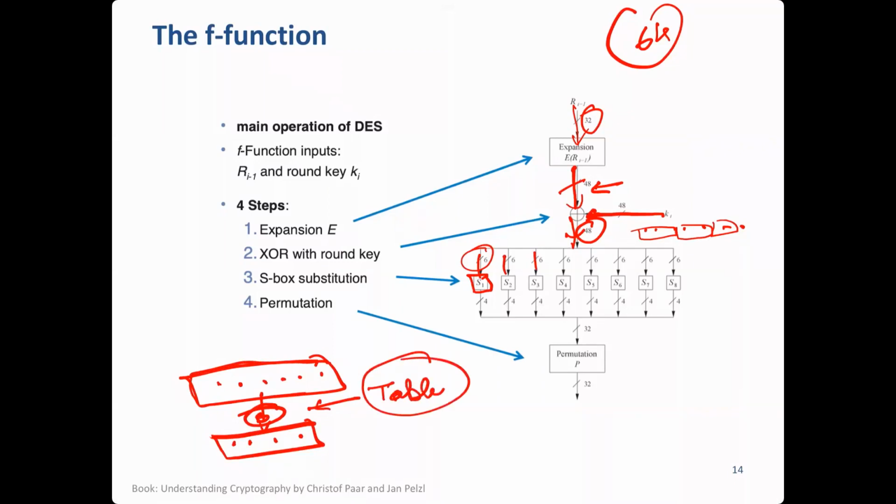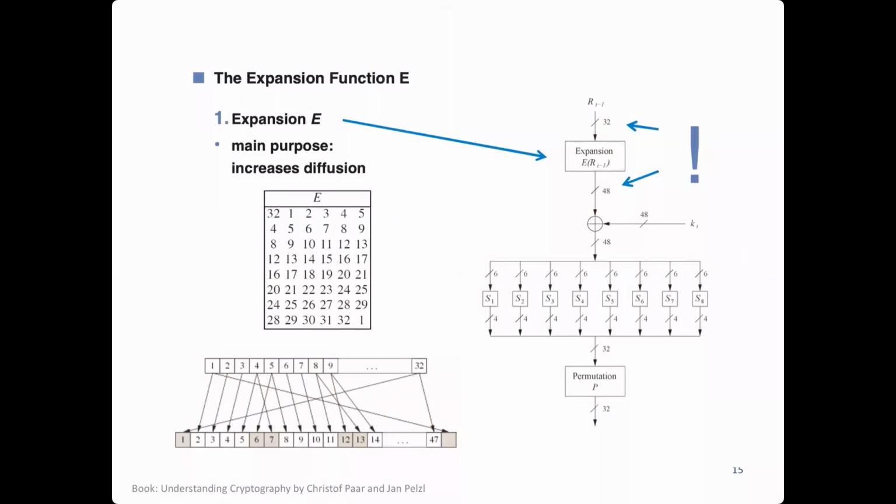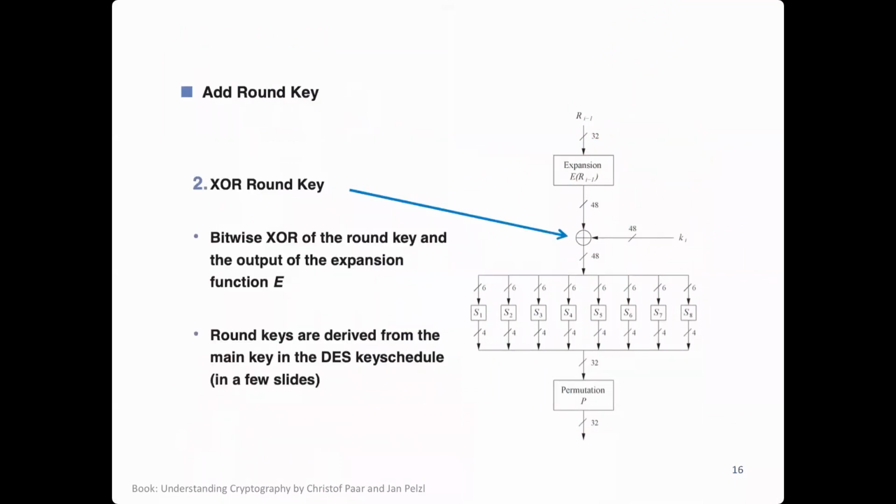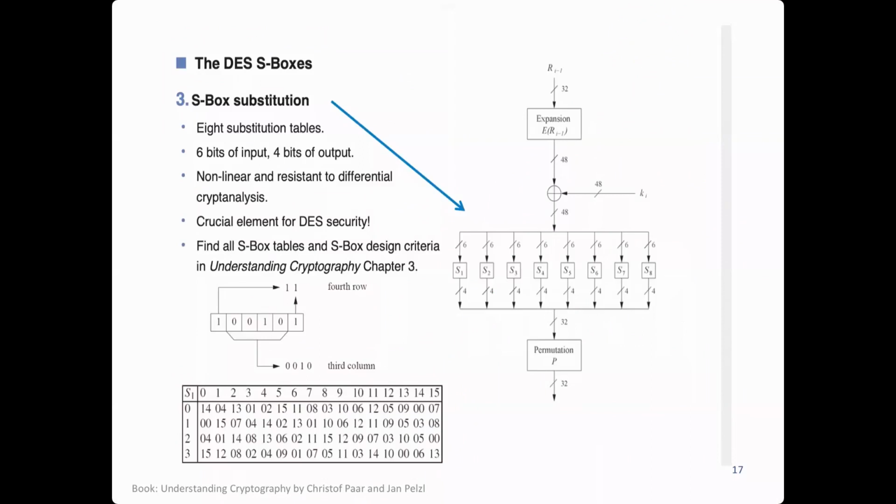Now, how this table is designed, etc., is a work of crypto. Our cryptographers have designed this. So now one such mapping, I'm sorry, this is the expansion function, and this is the substitution function here. 6 bits are coming in, 4 are going out.